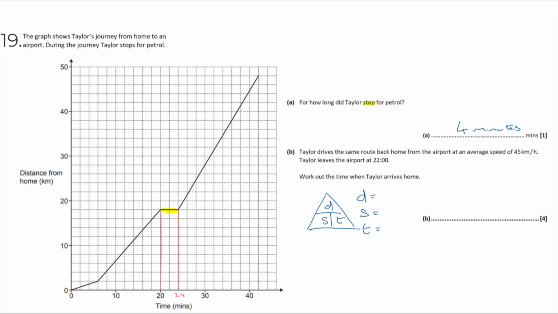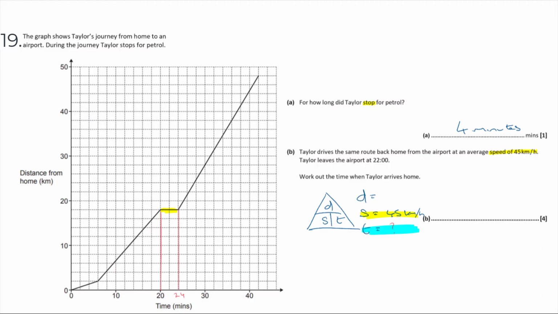So what's D, what's S, what's T for these then? Okay, so I know the average speed. It's here, look. Speed is 45 kilometers an hour, so that's going to go here. 45 kilometers per hour. I know the leaving time. I want to know the arrival time. So it looks like it's the time I'm trying to find here. Do I know the distance?